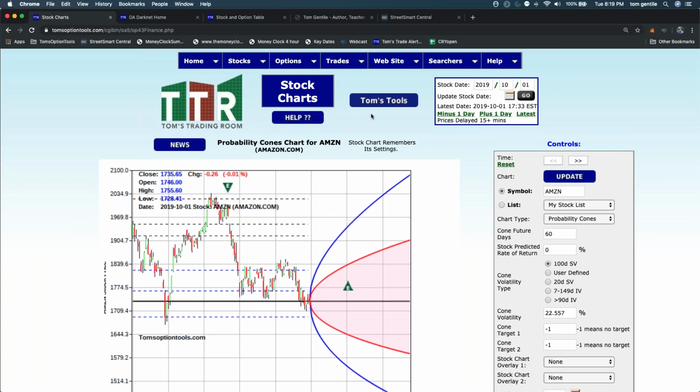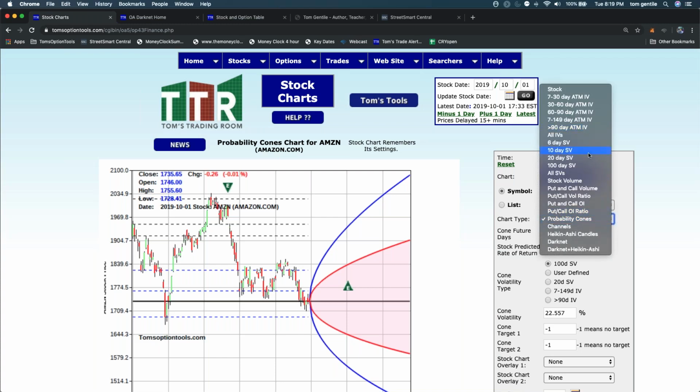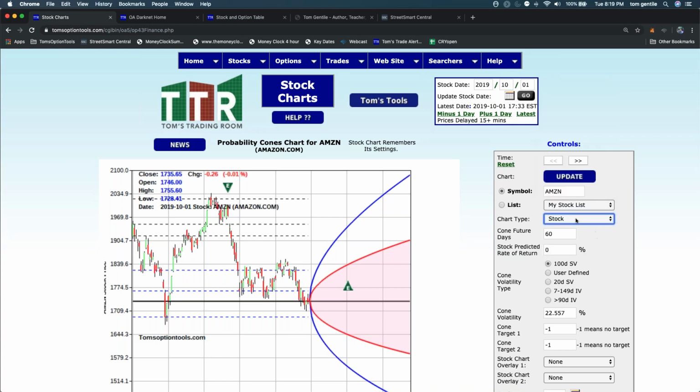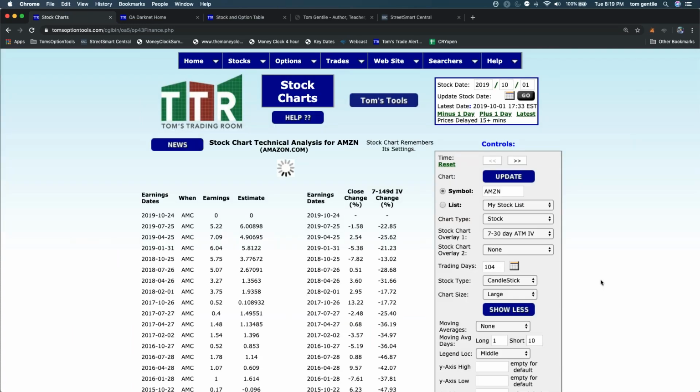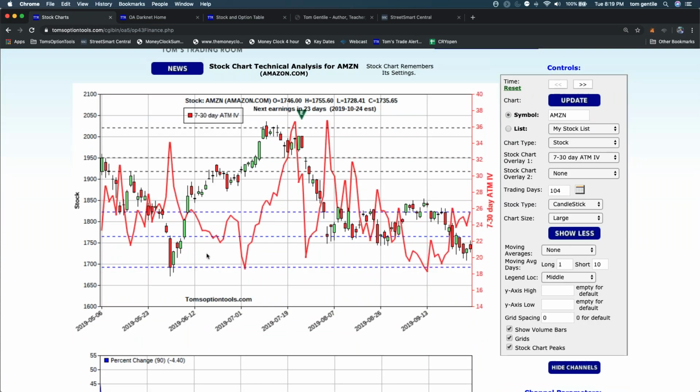If we want to look at implied volatility, then I come over here to my options, or better yet, I can bring up the stock chart of Amazon, and right below it, let me go ahead and update this. And right below it, I'm going to put an implied volatility, or looking at the actual options. Now, what does this tell me?